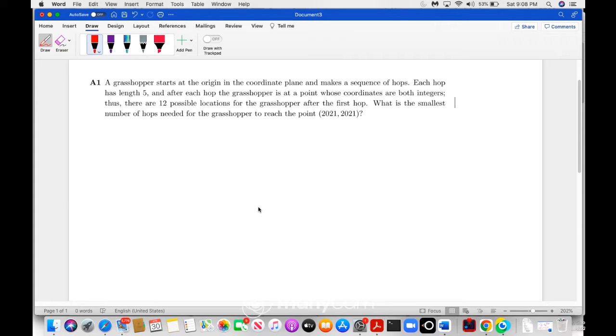So a lot of times the exam will embed in the problem the number equivalent to what year it is. So since this was the 2021 exam, they put that number in the problem. Okay, let's go ahead and get started.